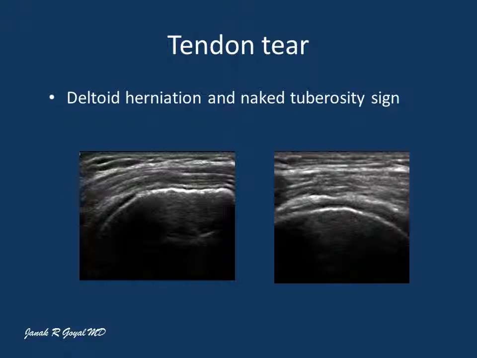Here is another example of a supraspinatus tendon tear. What you're seeing in this image, you do not see the tendon at all. So it's a complete tear of the tendon with the herniation of the deltoid on the top of the greater tuberosity, also known as the naked tuberosity sign.